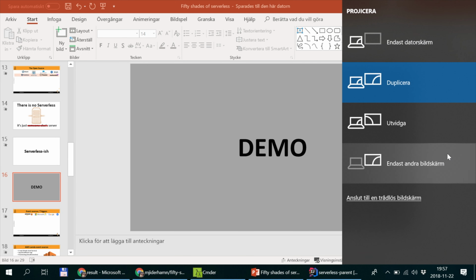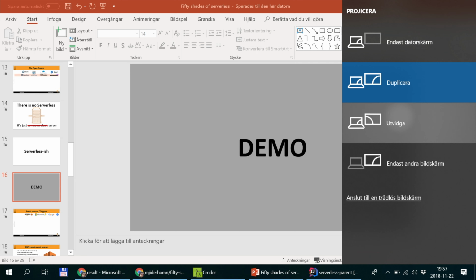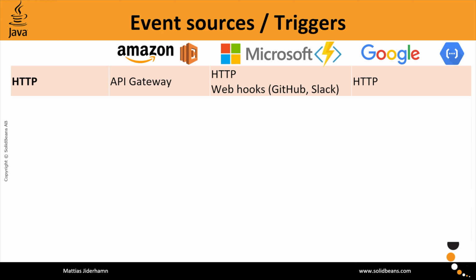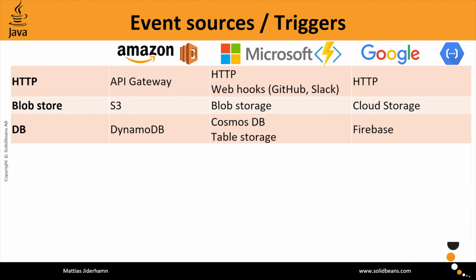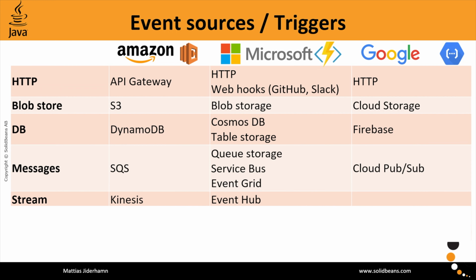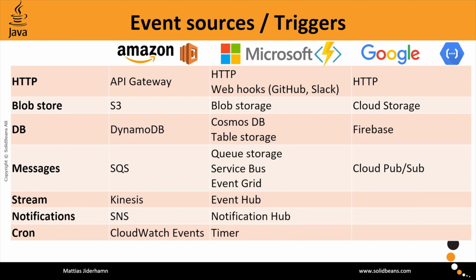Let's get back to my slides a little bit. There we go. So there are a number of different event sources or triggers that can be used with the different serverless platforms that are out there. Comparing the big three, all of them support some kind of HTTP requests. In the case of Amazon, through the API Gateway service, which makes things a bit more complicated. They can all listen to blob storage events. You can also listen to things that happen in a database, so if you insert a record, then we trigger an event. You can listen to messages. You can listen to streams in the case of Amazon and Azure. Those two also have support for notifications and timely triggered events.